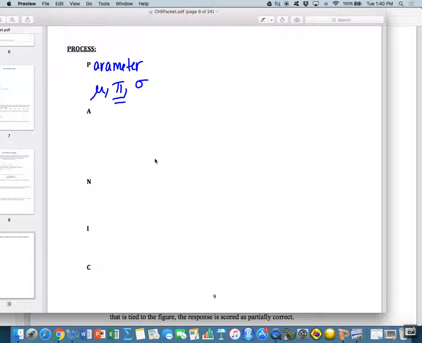A stands for the assumptions. There's always going to be 2 or 3 assumptions that you need to check. All of those assumptions need to be true in order to carry out the rest of the confidence interval.